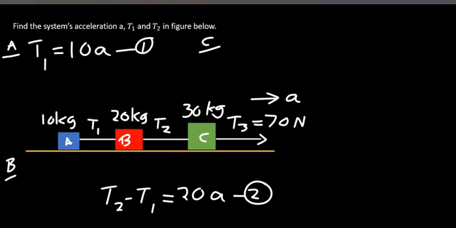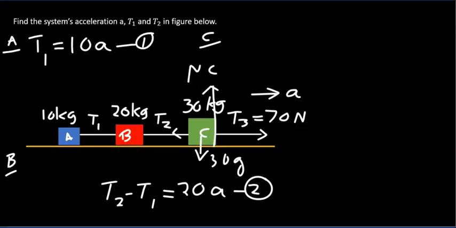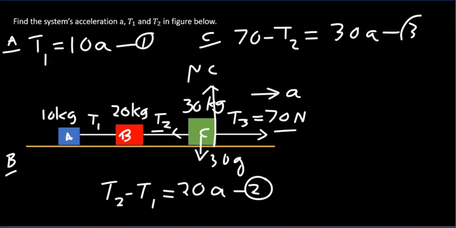Lastly, object C. Again, you have the weight, which is 30 g, normal force N sub C, the tension T3 to the right, and tension T2 to the left. And object C has an acceleration to the right, a. The net force on object C is given by 70 minus T2. So 70 is T3. So 70 minus T2 equals the mass, which is 30, times acceleration. So that is equation 3.